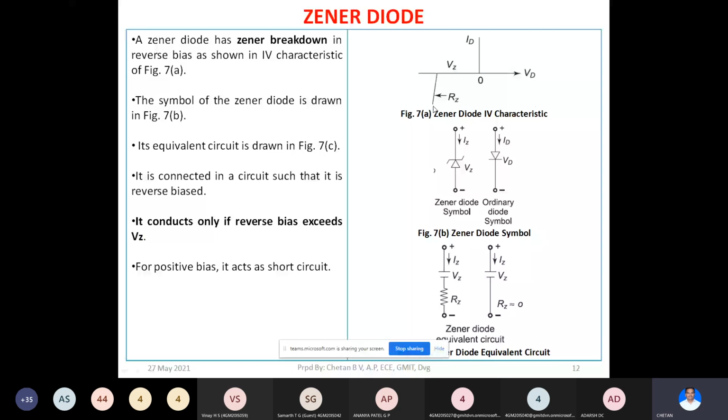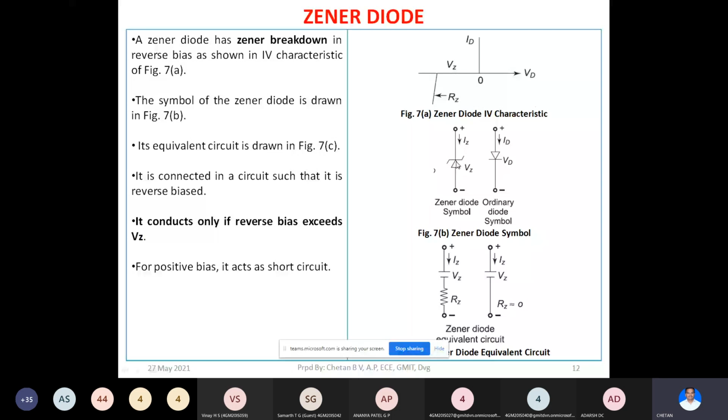These are the equivalent circuits of the Zener diode and the normal PN junction diode, so you can note down the difference here. After this triangle, we have a straight vertical line, right? In this case, the line is slightly bent on both sides. So this is the symbol for the Zener diode.